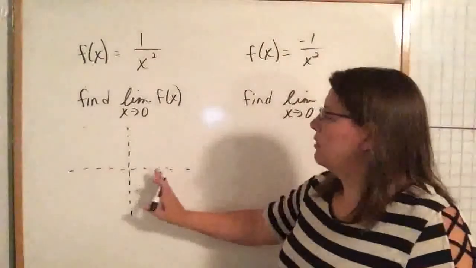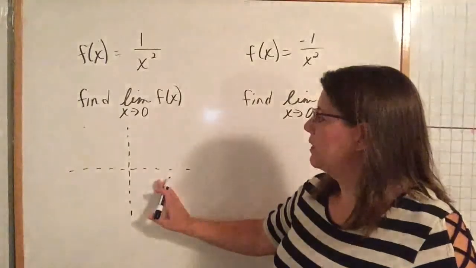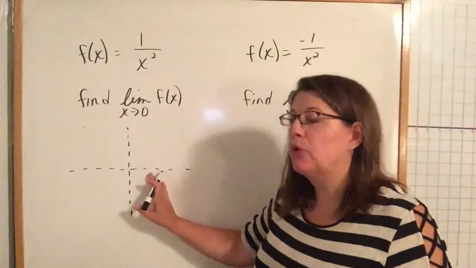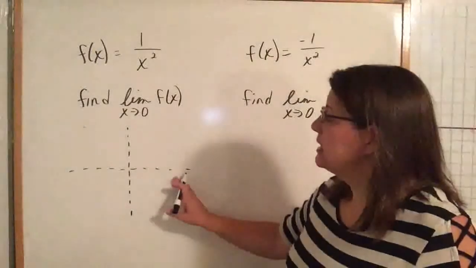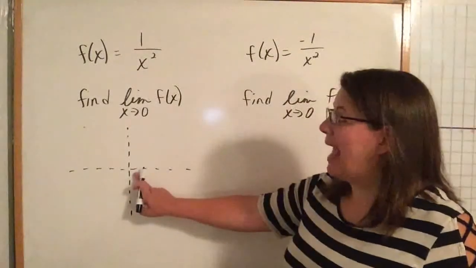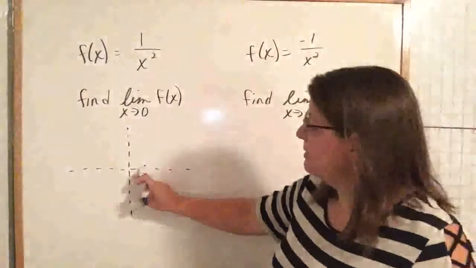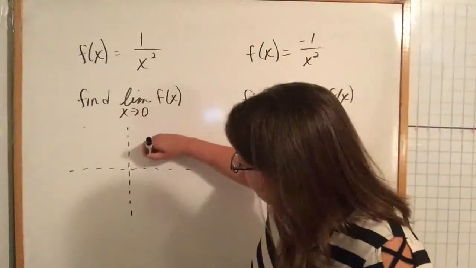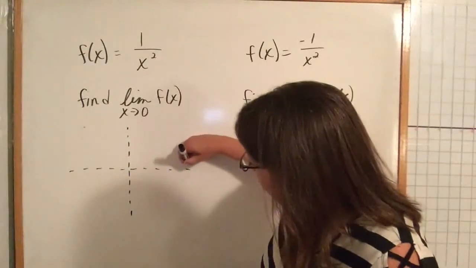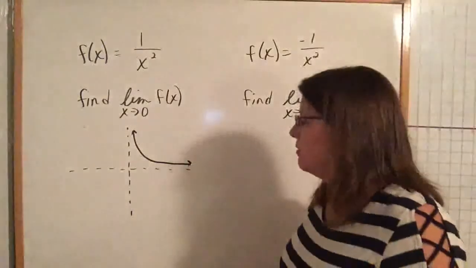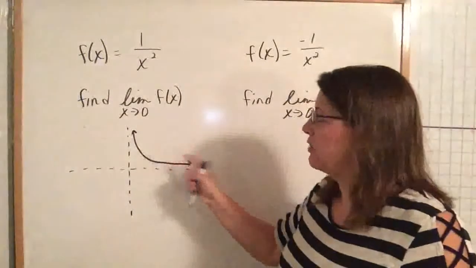So I could do on the right, if I plug in, let's just say 1, I would get 1. 2 gives me 1/4. 3 gives me 1/9. If I plug in like 1/2, I would get 4. So you could plug those numbers in. So basically what's happening here is as I approach from the right, it is getting bigger and bigger. So my asymptotes are approached in that direction.